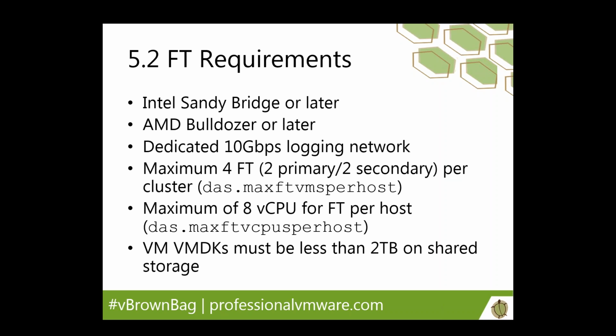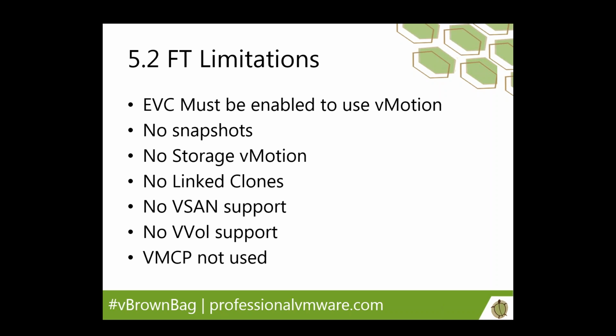So we could have, if you've got 2, that's 2 primary, 2 secondary, so that's your 4. You can adjust that as well. There's an advanced configuration there. And since we've got that per host, you can have a maximum of 8 vCPUs for fault tolerance. And again, that's adjustable as well. VMDKs do need to be less than 2 terabytes on shared storage for that.